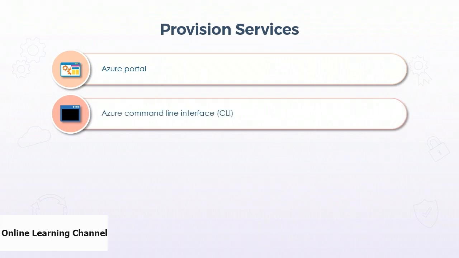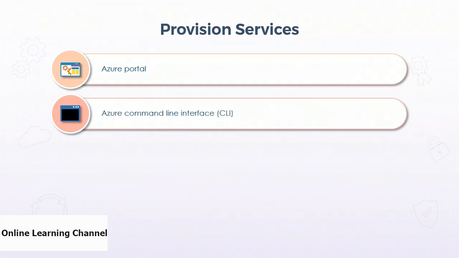So how do we provision in Azure? What are the provisioning services they offer? Many different services they use. One is the portal. The portal gives you that graphical user interface where you can log in. You can do it all through the web browser, and you can control all your Azure resources and services right from your web browser. You also have the option of the Azure command line interface.